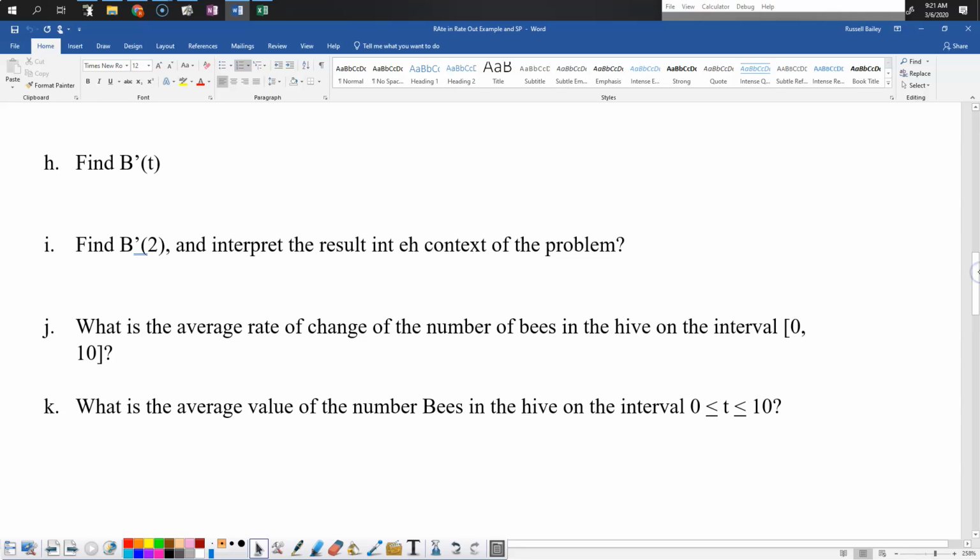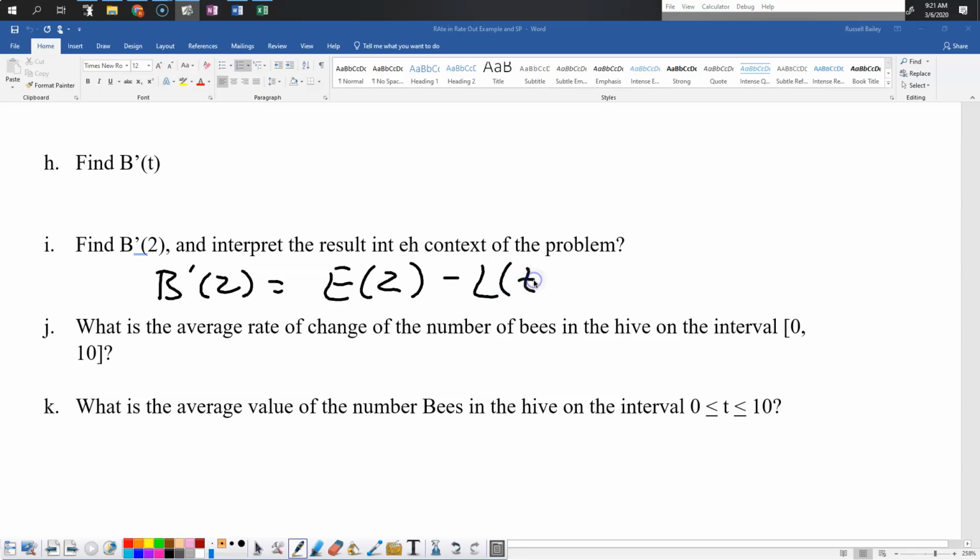Find b prime of 2. So that means I'm going to take my expression that I just found earlier in part H, and I'm just going to plug this in. And now, Graydon, we are going to plug it right in. We're going to have to calculate that on our calculator. I'll come back to that in a minute.